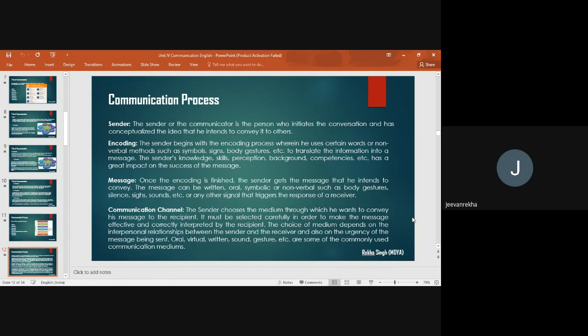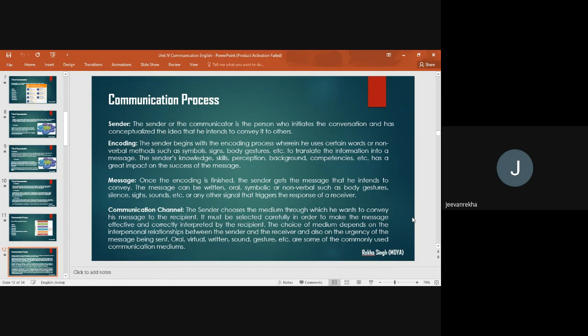Signs, sounds, etc., or any other signal that triggers the response of a receiver. Whatever you are doing, by gesture, symbolic, non-verbal, verbal, whatever it is, it will trigger the response of the receiver. Communication channel. What is the communication channel?